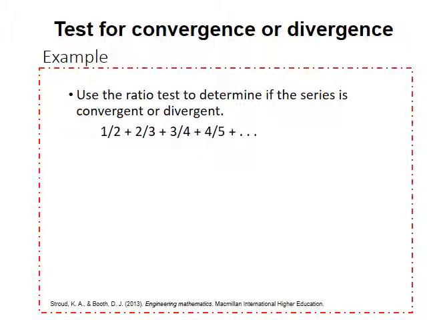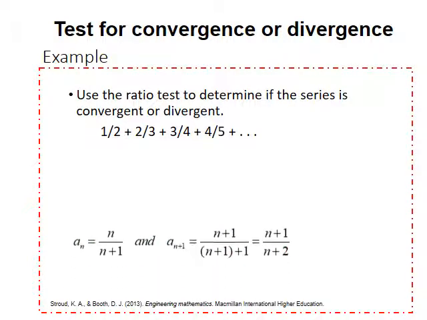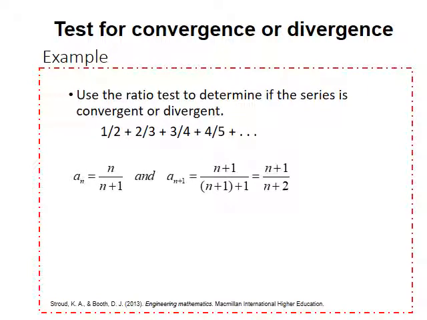Another example, use the ratio test to determine if the series is convergent or divergent. Again, I need to find the formula. Numerator is clear. It's 1, 2, 3, 4. It is n. And the denominator is 2, 3, 4, so it started from 2, not from 1. It means n plus 1. Now I write a_(n+1) to be n plus 1 and n plus 1 plus 1, n plus 2, as you can see. Then they divide the ratio.